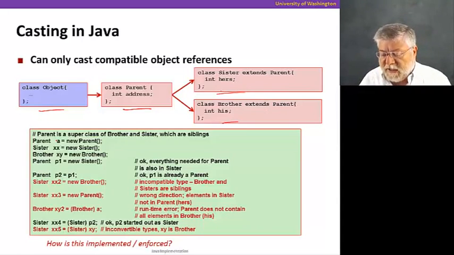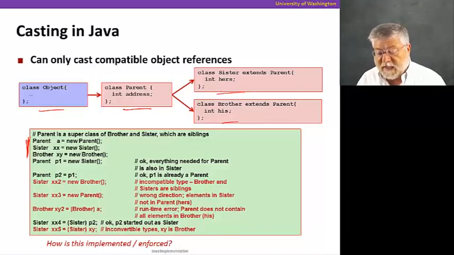But let's take a look at the beginning of this code. We've just defined 3 objects here, one of type parent, one of type sister, and one of type brother, using the new construct, and assigned them to a variable of that type. Pretty straightforward. Now let's take a look at our first cast.